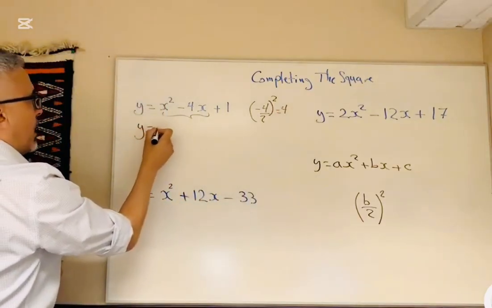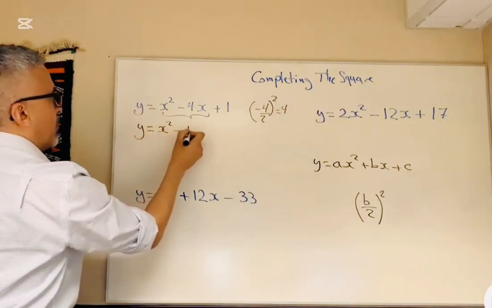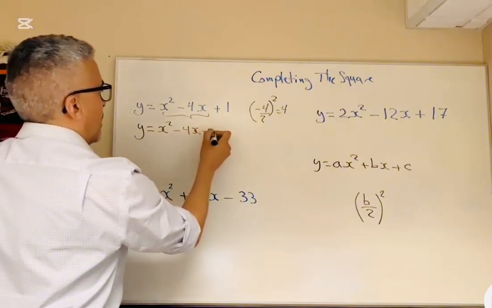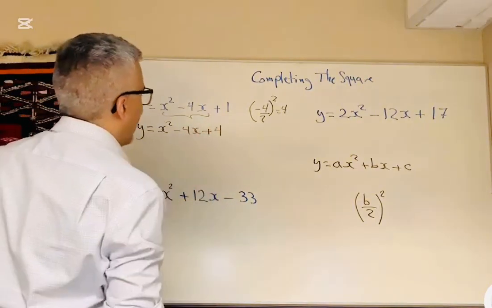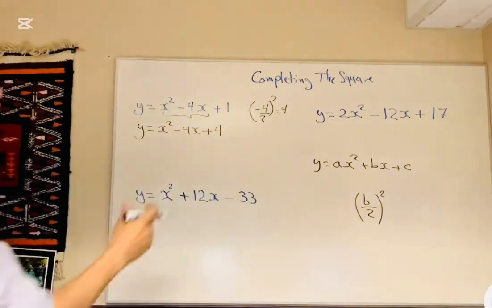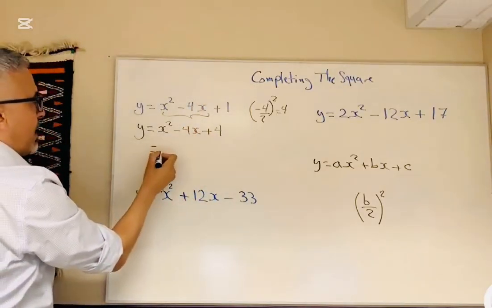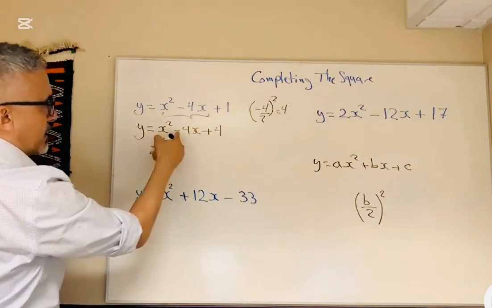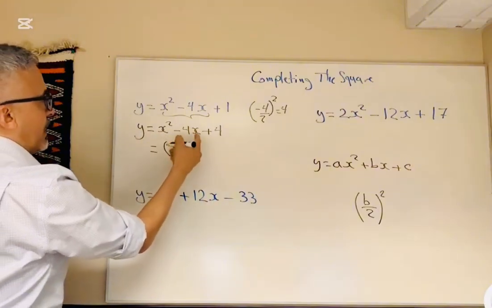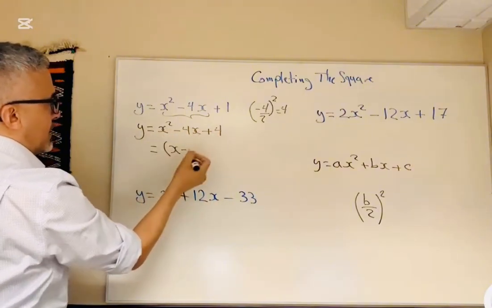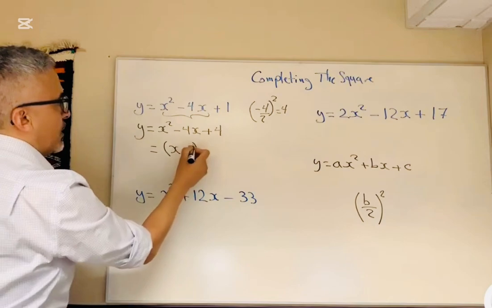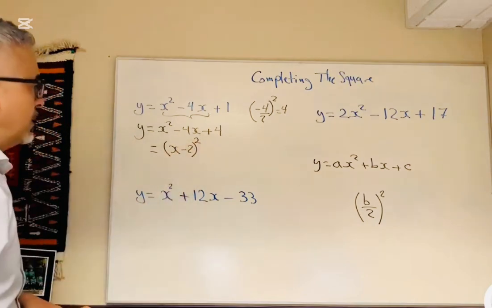I'm going to write this as y equals x squared minus 4x plus 4. I'm going to ignore the 1 right here now. When we complete the square, just be assured this factors into x minus 2 squared. The sign after the x squared is negative, and half of this, or the square root of this, is the same thing. The square root of 4 is 2.